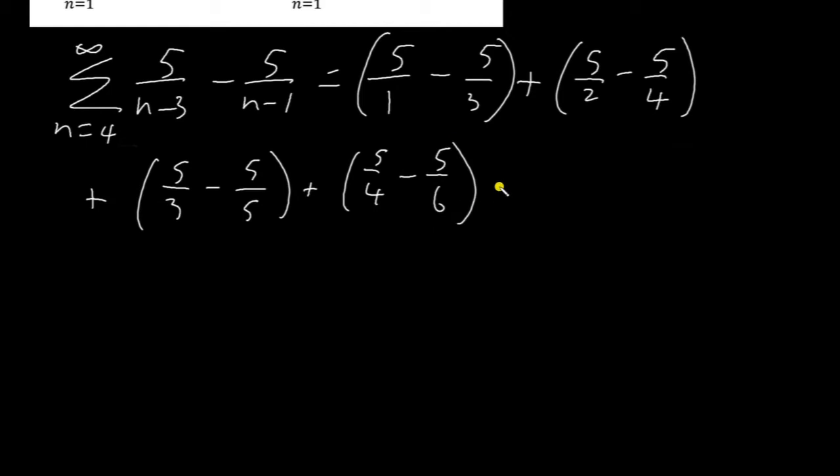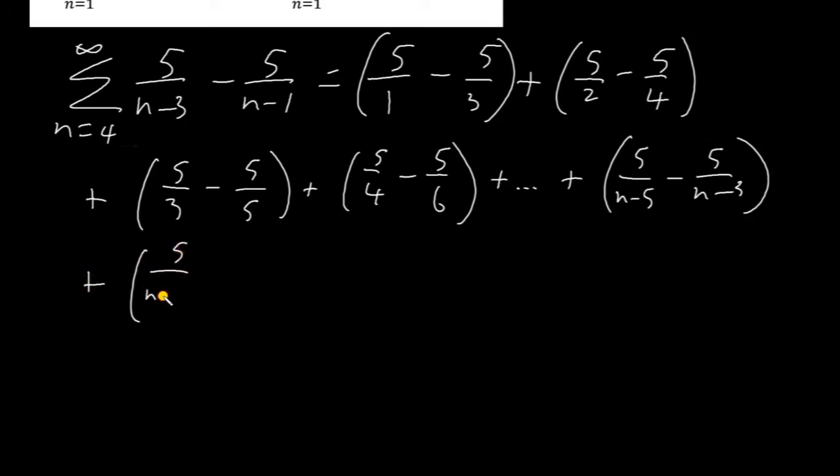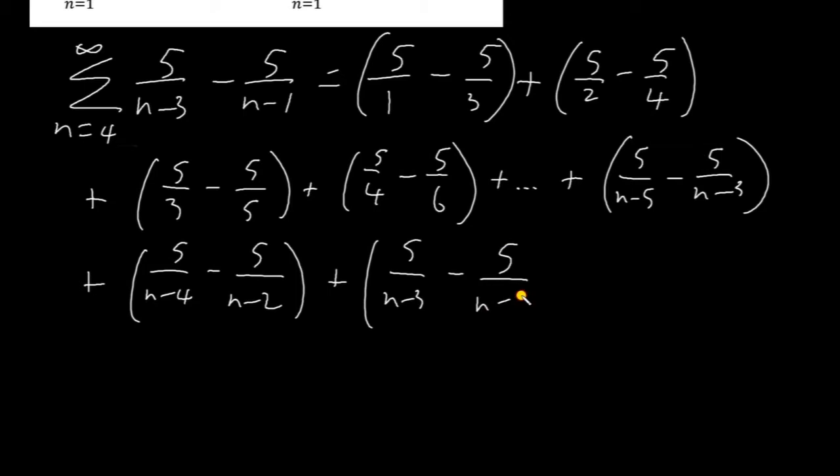And we can go on and on, but I'm just going to end it off by saying we're going to go forever, and eventually we're going to get to, if we plug in n minus 2, for example, 5 over n minus 2 minus 3, or n minus 5, minus 5 over n minus 3, plus 5 over n minus 4, 5 over n minus 2, and finally, to finish us off, 5 over n minus 3 minus 5 over n minus 1. And that is the final term of our infinite series, right?